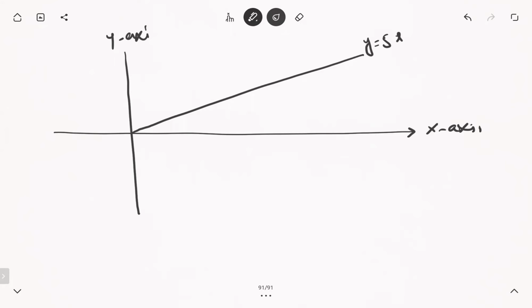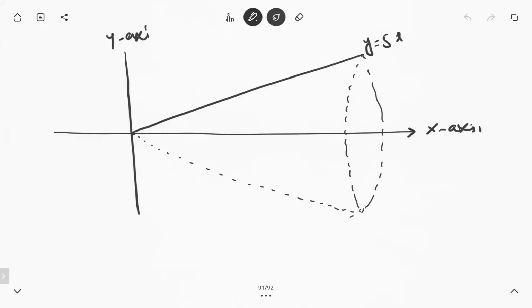So overall, you will get a 3D shape. If I could draw that, which is a bit difficult task, but let me try. So if you rotate this line y is equal to 5x about the x-axis, you will get a 3D shape, and that 3D shape is a cone. Now we can find the volume of this cone by using that formula, but you know how to calculate the volume from your O level as well.